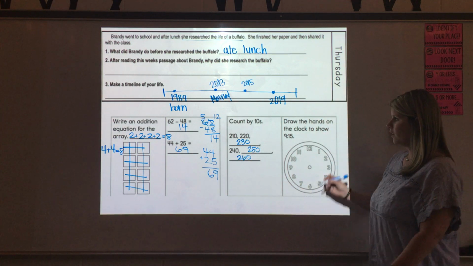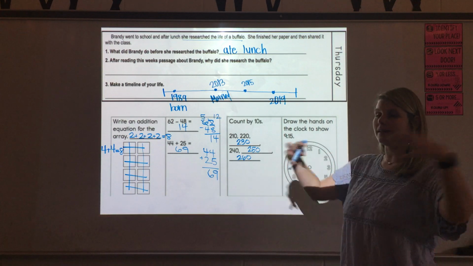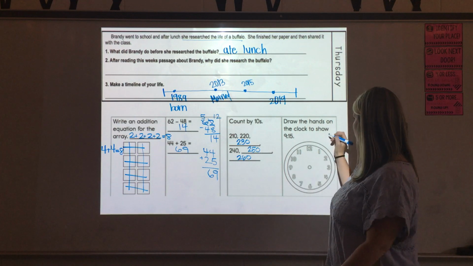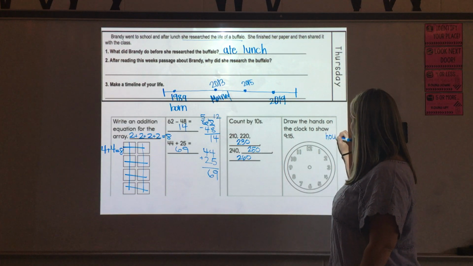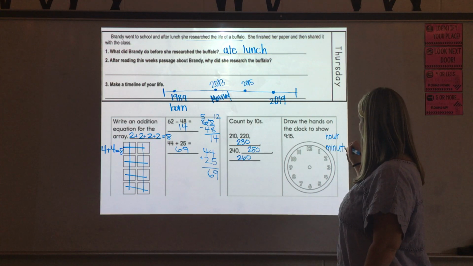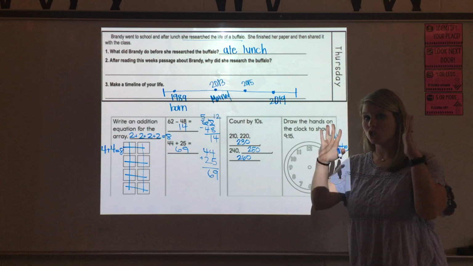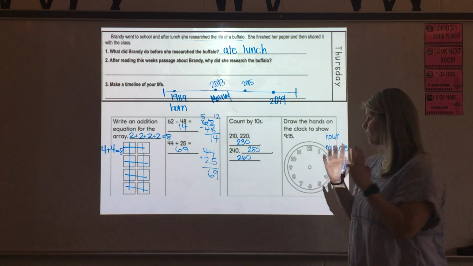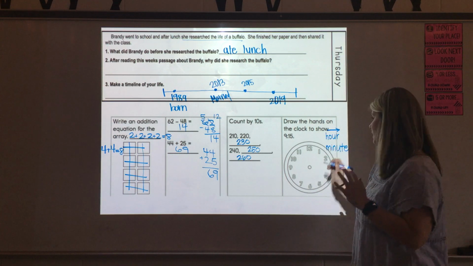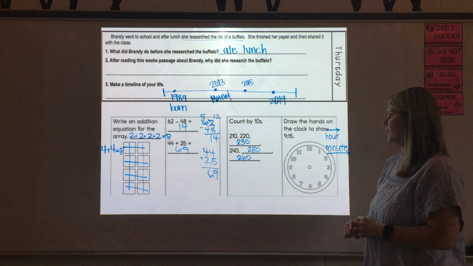Finally, drawing the hands on the clock. Clock is something that we haven't really talked about in depth this school year, but have mentioned on morning work throughout the whole year. A rule I like to use with my class to remember the difference between the hour and the minute hand is hour is a smaller word or shorter word than minute. So the hour hand is the shorter or smaller hand. And the minute hand, since the word minute is longer, is going to be the longer hand.